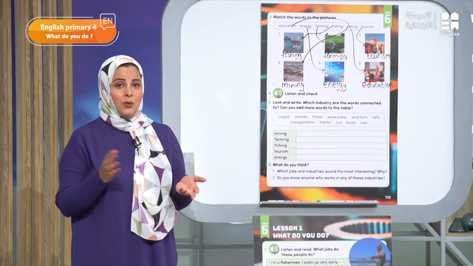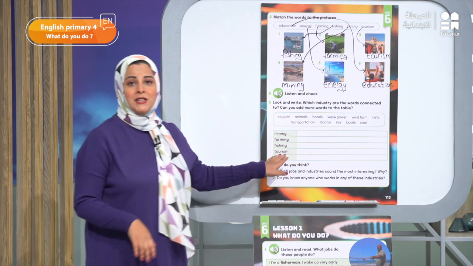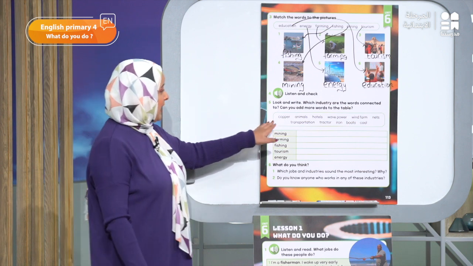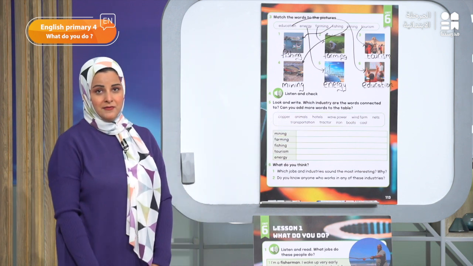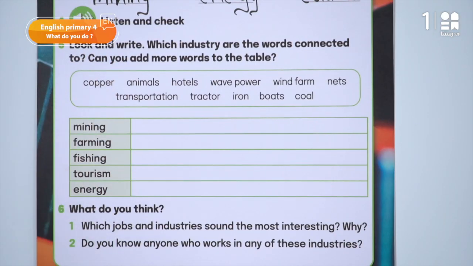Now exercise number 5. Can you guess what the words in the table are? So this is the table as we said before. And we have some words in the word bank. Exercise number 5 says, look and write which industry are the words connected to. Can you add more words to the table?